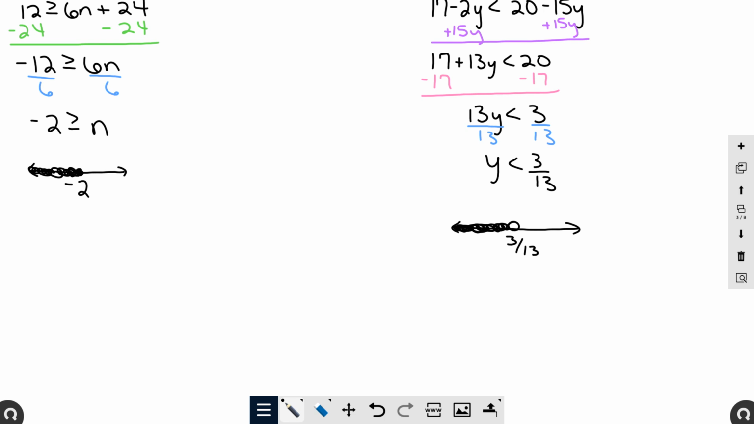How do you feel about inequalities? Pretty good? Not too bad, huh? So they're basically like solving equations. Just remember that one thing. If you divide by a negative, flip the sign. And also don't forget to make the graph.